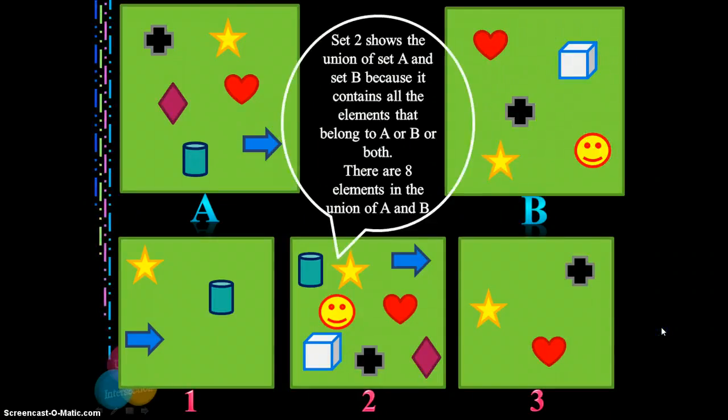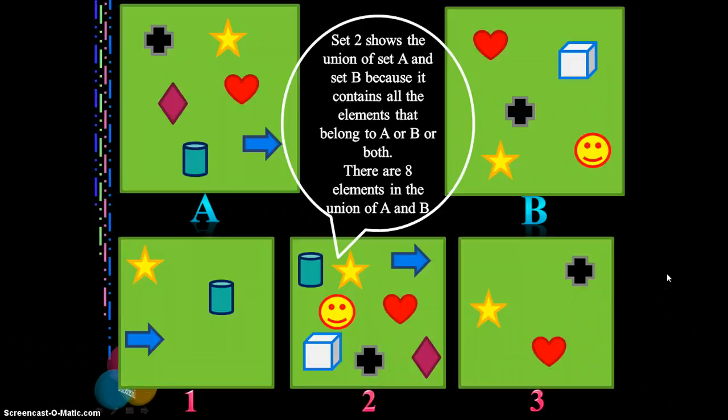So it says here that set 2 shows the union of set A and B because it contains all the elements in A and all the elements in B. So as you can see, the 6 elements here are found in set 2, and all the 5 elements of set B can be found also in set 2. But there are only 8 elements, since the star, heart, and the cross are already here, we don't need to rewrite that or draw that again.